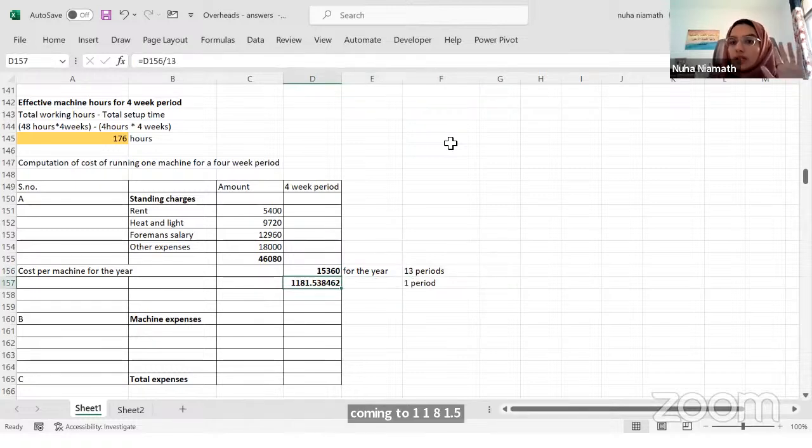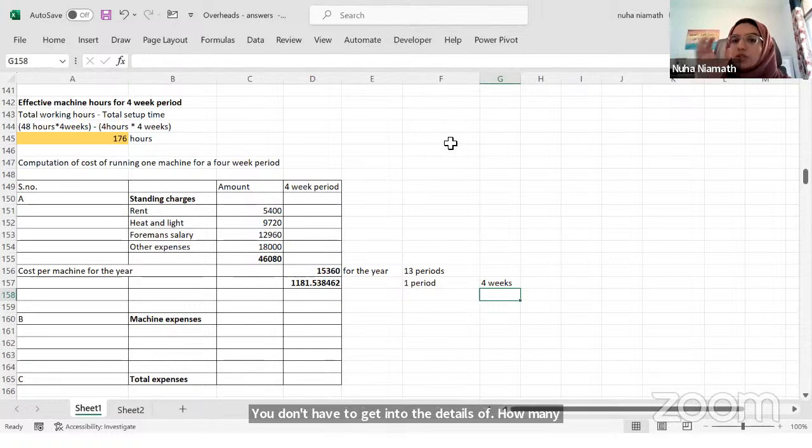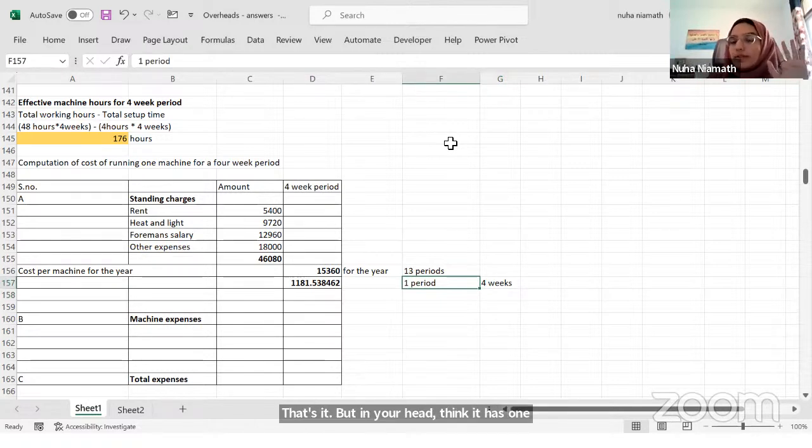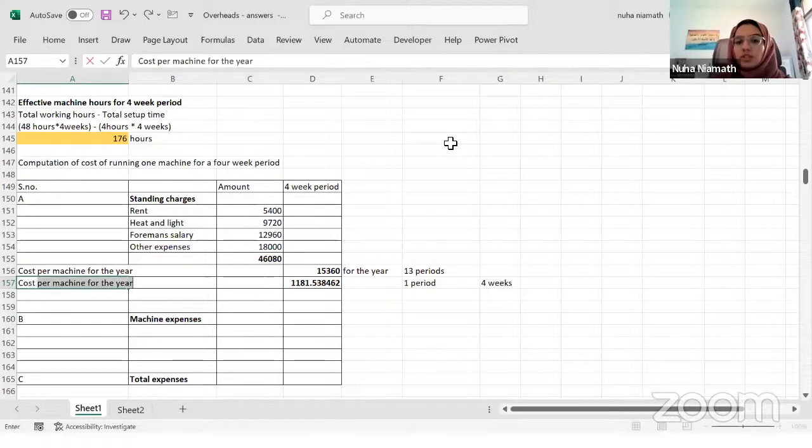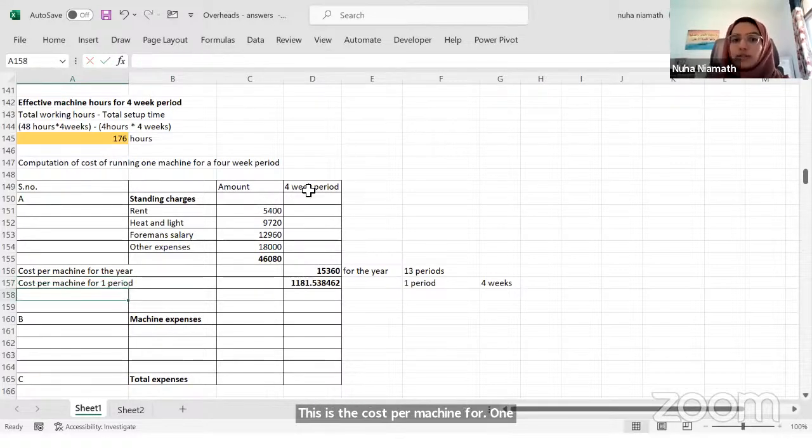Okay. And now what you need to understand is, in one period, there are 4 weeks. That's all. You don't have to get into the details of how many weeks there are. But just for your information, one period is equal to 4 weeks. That's it. But in your head, think of it as one period. We are calculating it as one period. Is that okay? Now does it make sense? This is the cost per machine for one period. I think now it's clear. Yes. So we have the cost per machine for 1 period.